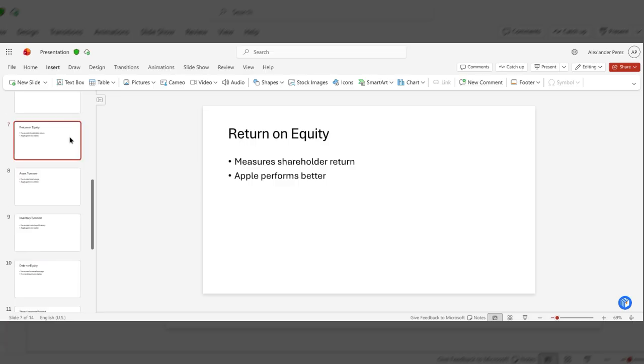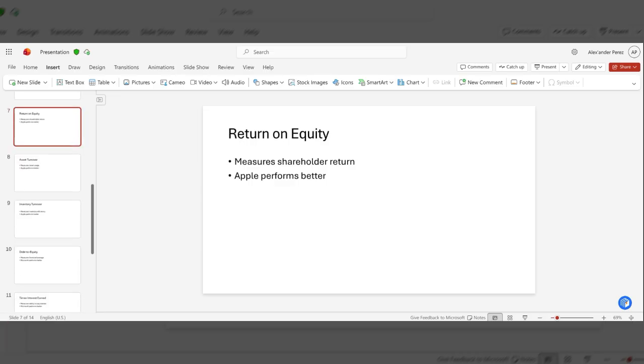Return on equity. This is a pretty big one. It measures shareholder return. This one, Apple again wins. Their return on equity shows how well a company generates profit from investor funds, and in this case, Apple's higher ROE indicates stronger returns for shareholders.